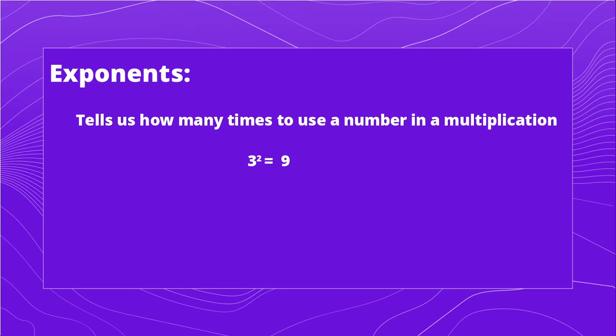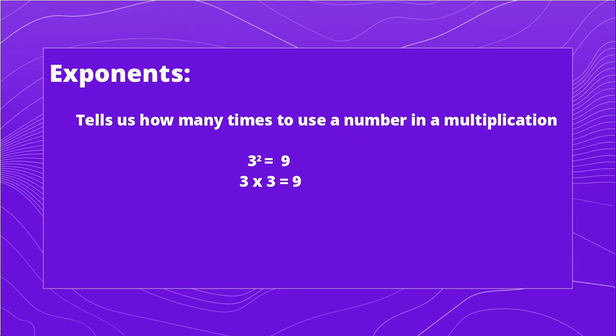3 raised to the power 2 equals 9. Here, the 3 is the base number which is to be multiplied x number of times, and the 2 is the exponent, or we can say power, meaning how many times the 3 is to be multiplied. Since in our case we are going to multiply it 2 times because the power is 2, it will give us 3 into 3 equals 9.